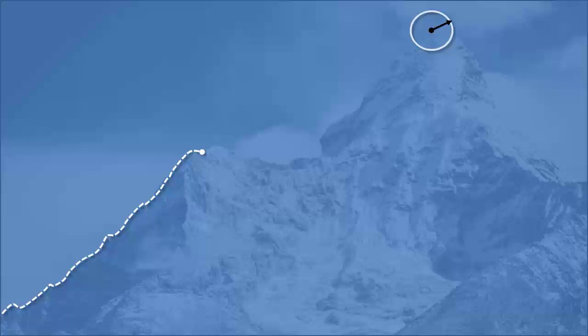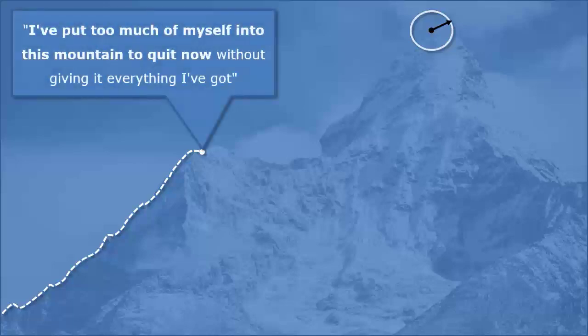However, on this particular trek, when they realized that they weren't going to make it to the top by 2, there was strong protest. With all the cost, the time, the money, some of the clients were saying, "I've put too much of myself into this mountain to quit now without giving it everything I've got." Oh, and it looked like a storm was coming. So some members of the team turned around and went down the mountain. But the leader and remaining customers decided to press on with the mission because they were so close, they could see the peak, and so much time and effort had already been spent.